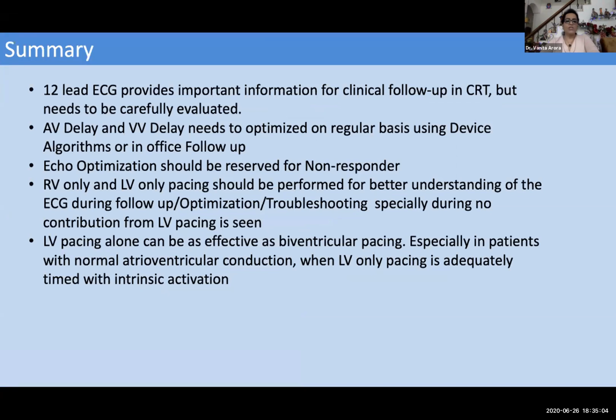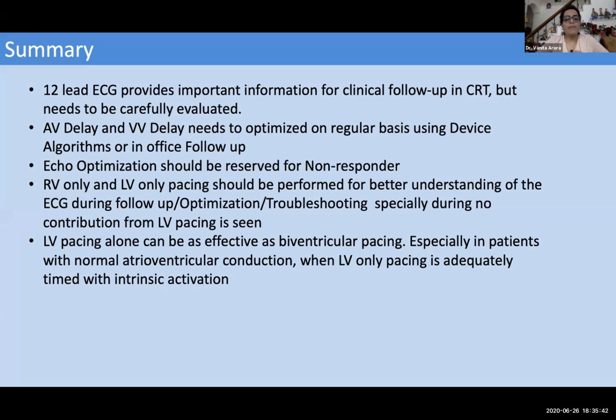So to summarize, the 12-lead ECG provides important information for the clinical follow-up in CRT, but needs to be carefully evaluated. AV and VV delays need to be optimized on a regular basis using the device algorithms and office follow-ups. Echo optimization, I don't do it anymore because we have such good algorithms available in the devices, but it can be reserved for patients who are non-responders. RV only or LV only pacing should be performed for better understanding of the ECG during follow-up. We have to do serial ECGs and do the optimization and troubleshooting by doing this.